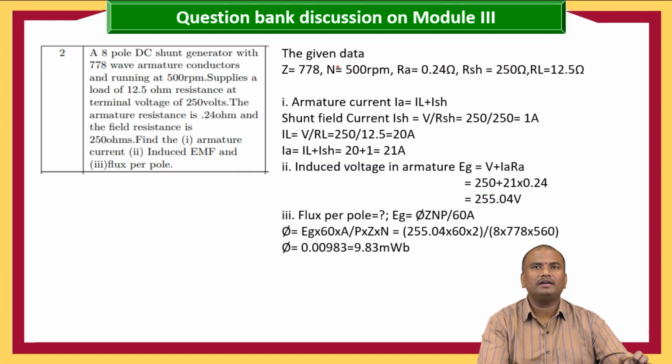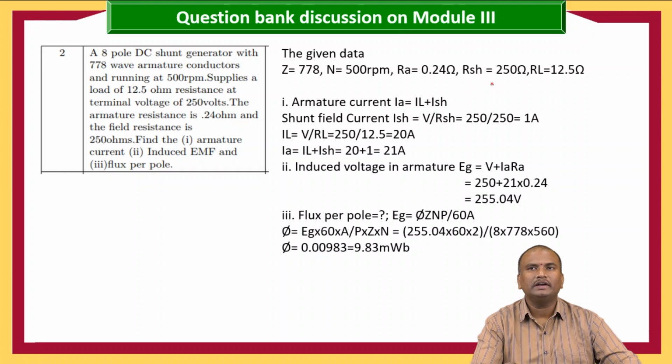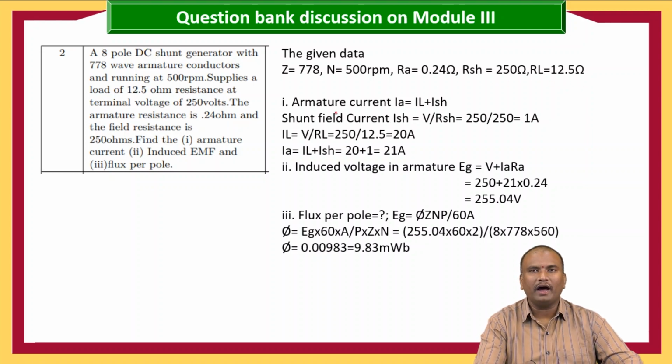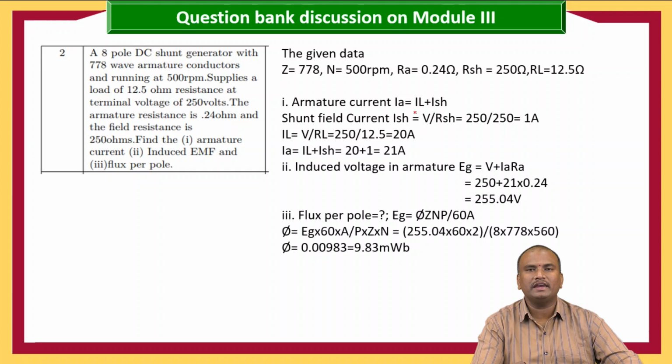Now the given data in the problem is the number of conductors is 778 and the speed is given as 500 RPM, armature resistance is 0.24 ohms, shunt field resistance is 250 ohms, and RL is equals to 12.5 ohms. Now the armature current IA is equals to IL plus ISH.